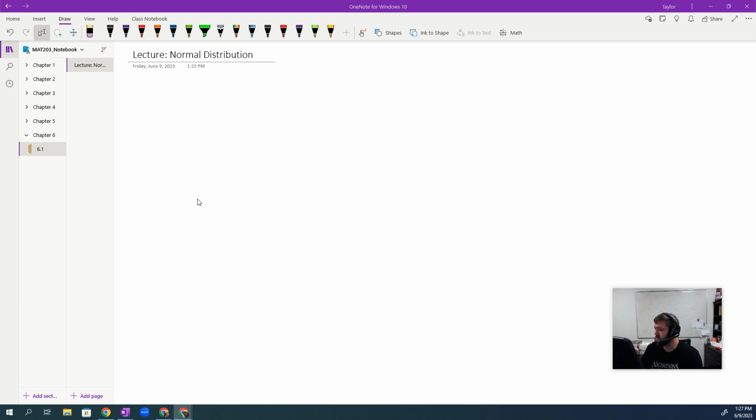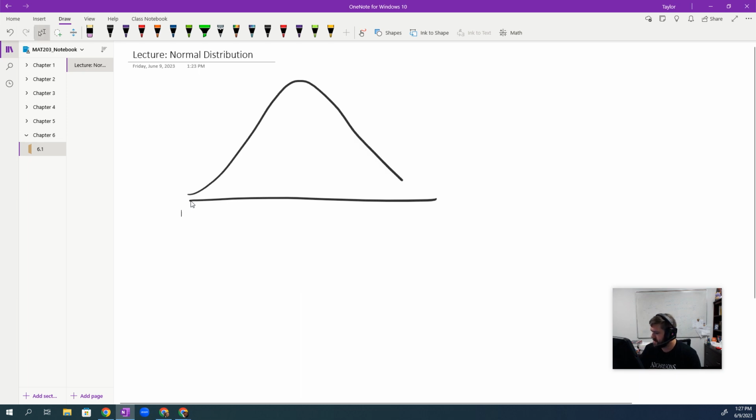Now, the normal distribution looks like this. It's just kind of this hill shape. Big peak at the center, it's symmetric, it goes off to the tails at the side. Lots of things in nature appear to be normally distributed.